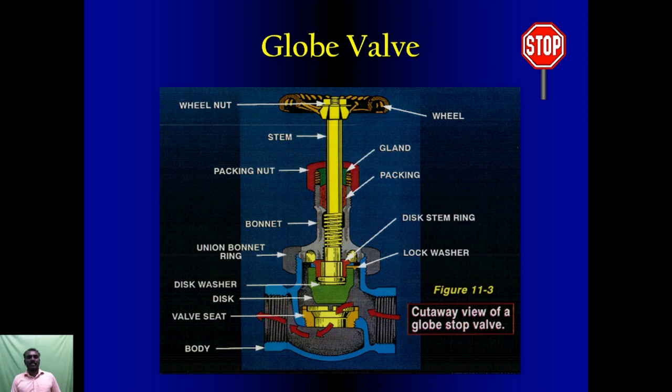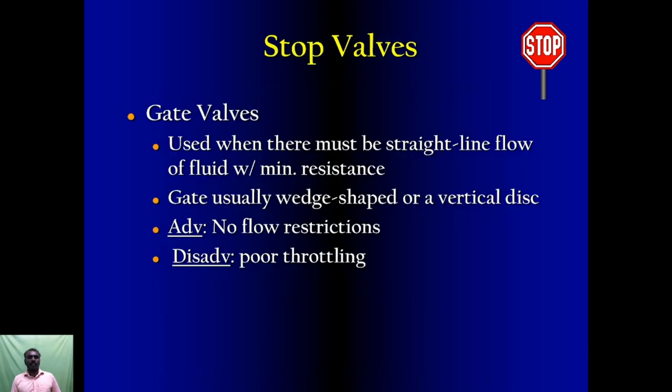This is a schematic diagram of globe valve. We have a construction: stem, wheel nut, wheel gland, packing nut, bonnet, disc stem ring, lock washer, union bonnet ring, disc washer, disc valve seat and valve body.